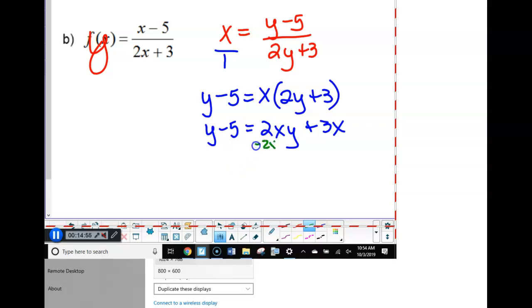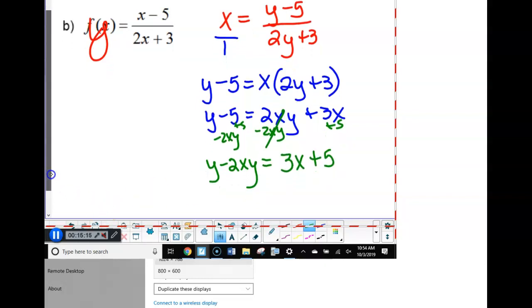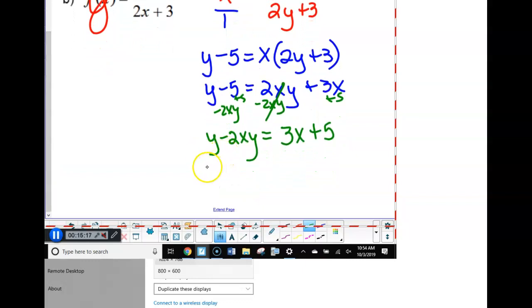So I'm going to go ahead and subtract this guy over to this side and add the 5 back over here. So I have y minus 2xy equals, and then over here I have a 3x plus 5. Last two steps, if you've done it right, are to factor out the y and then divide.